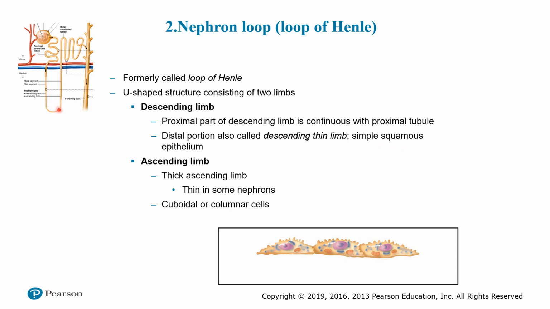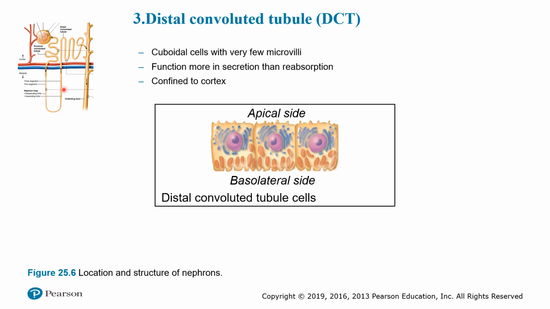Then there is an ascending limb. The initial portion of the ascending limb is thin and has simple squamous epithelium, but then it turns into the thick ascending limb. The thick ascending limb is lined by cuboidal or columnar epithelium. The thick ascending limb goes up and around here. It turns into the distal convoluted tubule. You can see this is also windy. This is also present in the cortex.